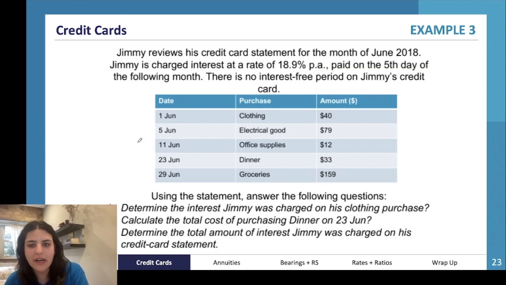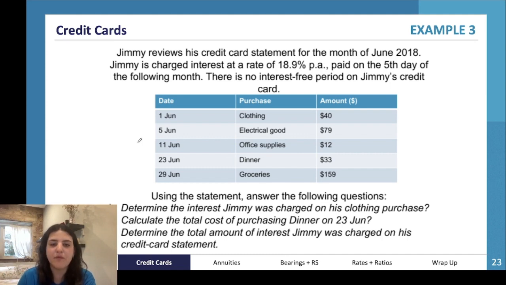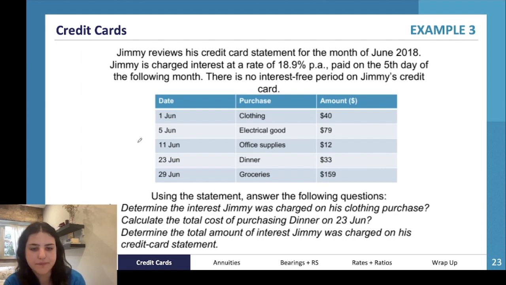Okay, let's look at example 3. Jimmy reviews his credit card statement for the month of June 2018. Jimmy is charged interest at a rate of 18.9% per annum, paid on the fifth day of the following month. There is no interest-free period on Jimmy's credit card. So we can see we've got 5 different purchases. We've got clothing for $40 on the 1st of June, an electrical good for $79 on the 5th of June, office supplies for $12 on the 11th of June, $33 for dinner on the 23rd of June, and then groceries for $159 on the 29th of June.